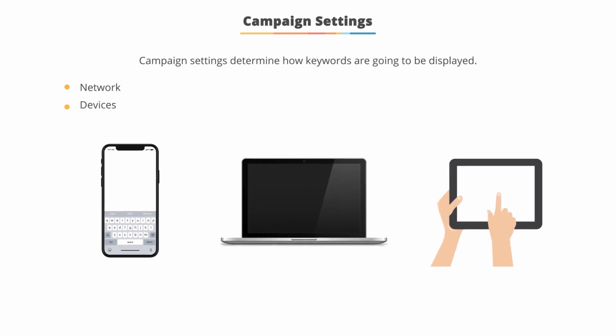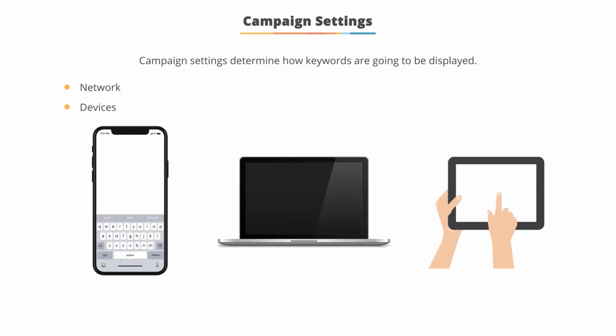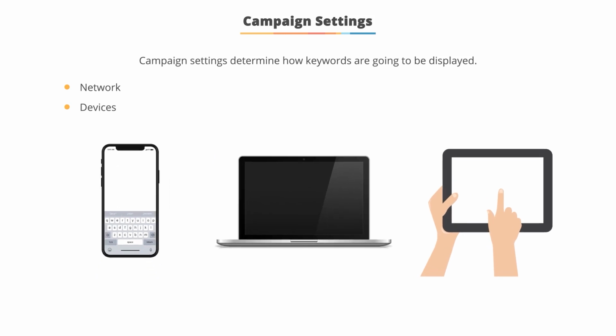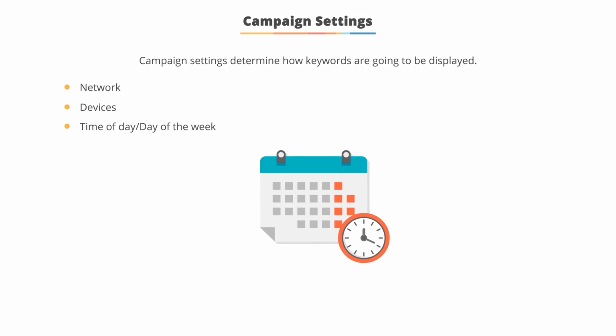Now we choose our devices at the campaign level as well. So we might be on all devices. We could be on just mobile devices or just computers or just tablets. Now if we want to run our ads at certain times of day or day of the week, we also set those in the campaign settings.